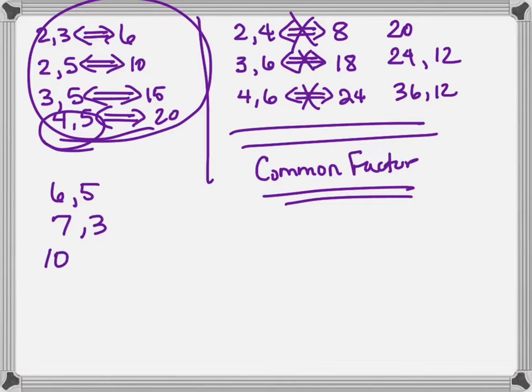How about 10 and 9? Those are both numbers that break down, right? We're going to have a name for that pretty soon. They both break down into smaller factors, but they don't have any factors in common. Can you give me some examples of ones that don't work over here?